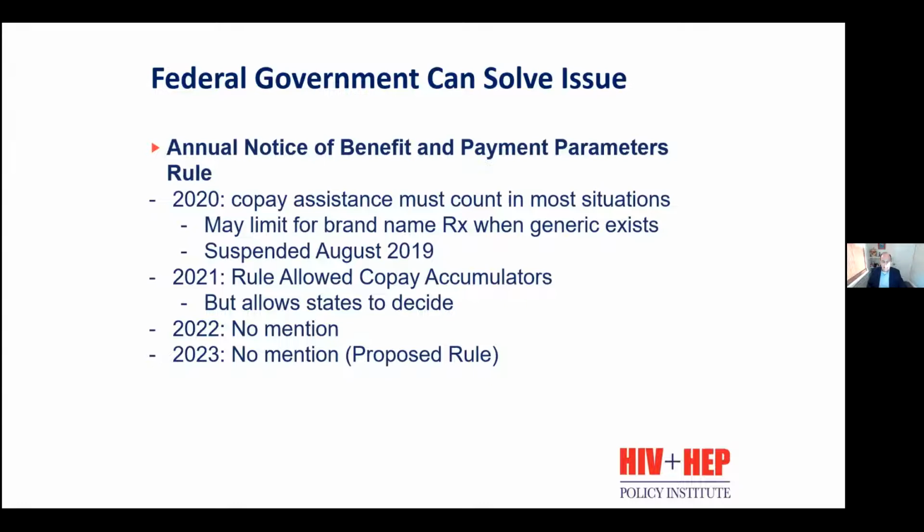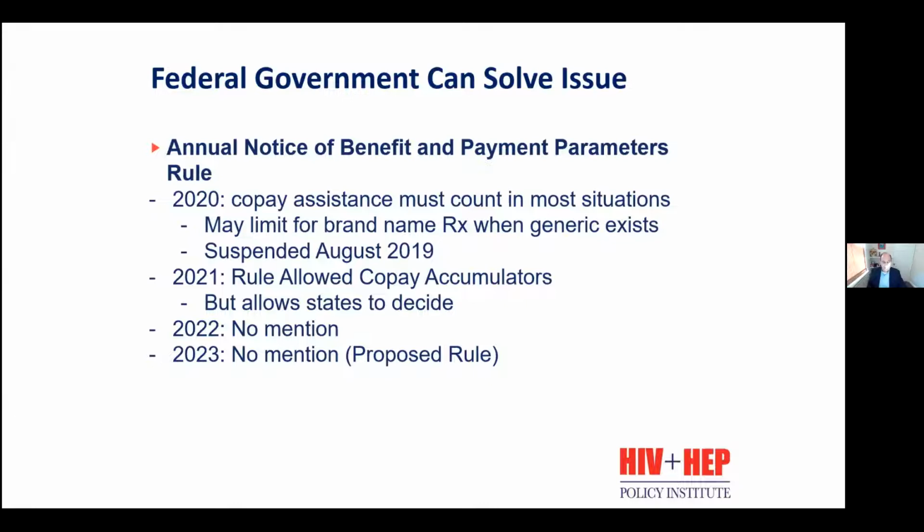And then to make matters worse, the following year, they came out and said that plans can implement copay accumulators. But they said that they would defer to the states. And so I'm going to talk more about that as we have worked in the states, and at that point, actually, a couple have already had state legislation that says that copay assistance must count. And that's why we were able to get that provision in there.